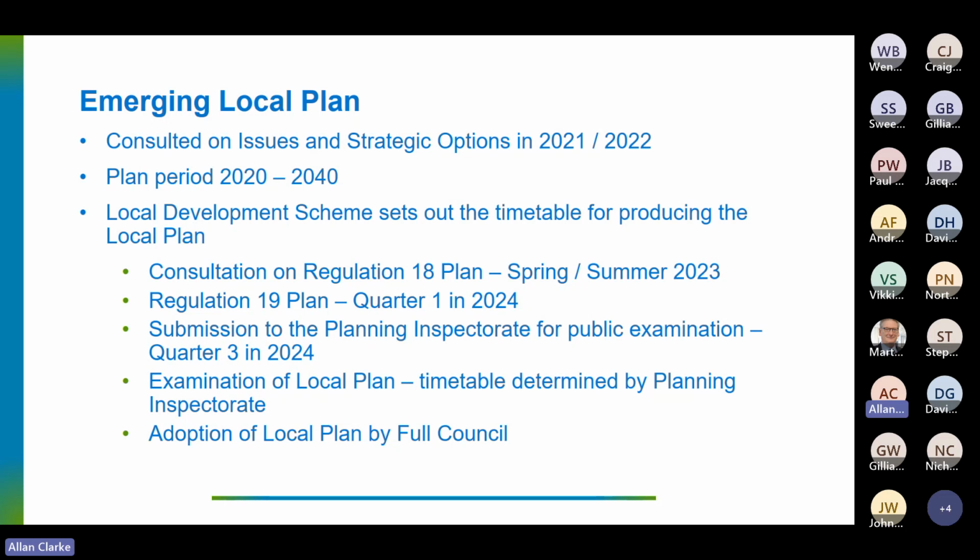Our local development scheme, which is essentially a timetable for producing the local plan, sets out that we're consulting on this plan over the summer of this year, and then preparing the next plan early next year for submission to the planning inspectorate for public examination. Once the examination starts, it's normally under the auspices of the planning inspectorate to determine the timetable for when the examination takes place, but we will assist the inspector in being able to meet timescales. And then, as outlined in the previous slides, once the inspector has issued their report, the council is then able to adopt the local plan by full council.